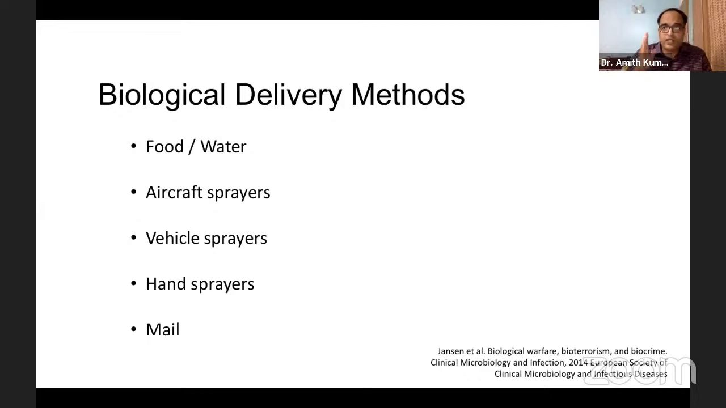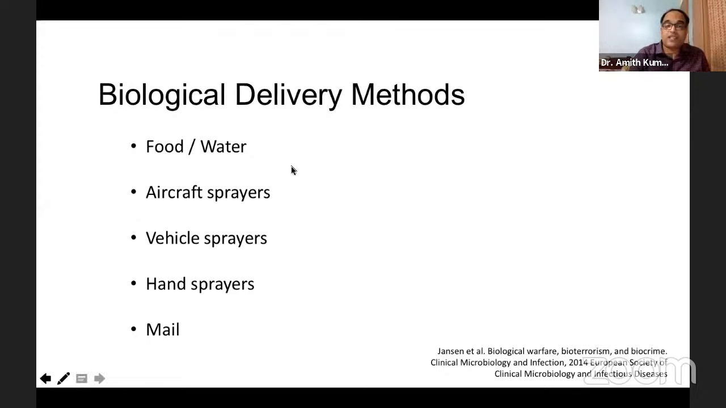Whenever someone thinks about bioterrorism, they would think about a delivery method that can cause the maximum dissemination. So it may be through food or water, aircraft sprayers, then vehicle sprayers, hand sprayers, or through mail.